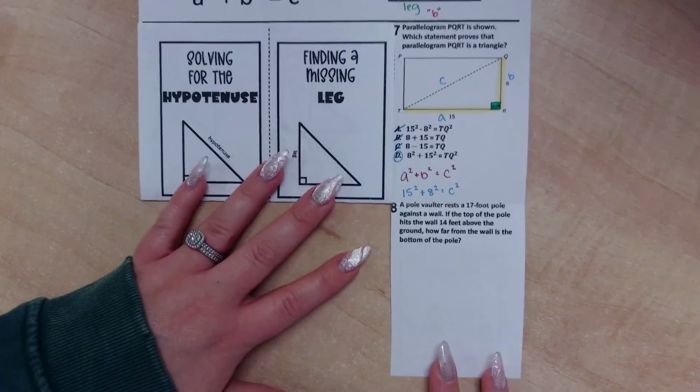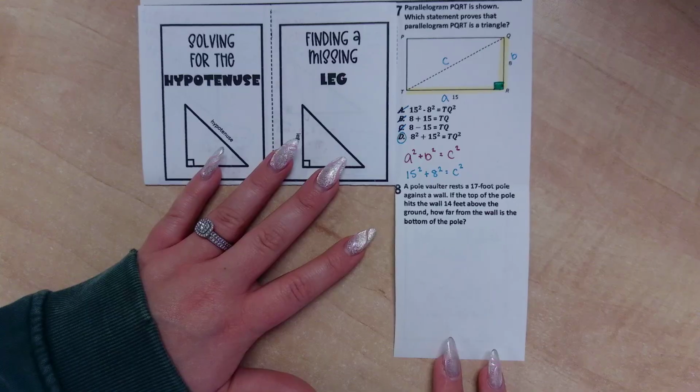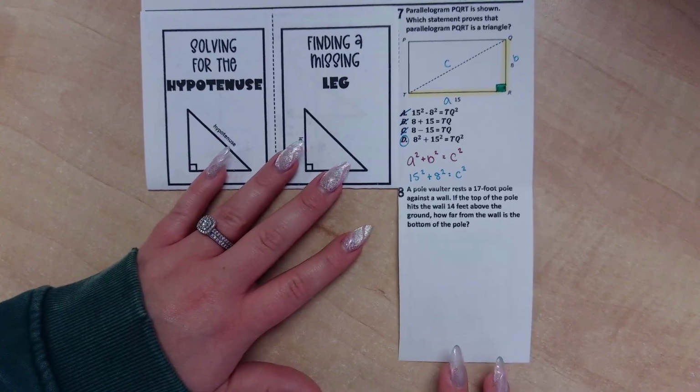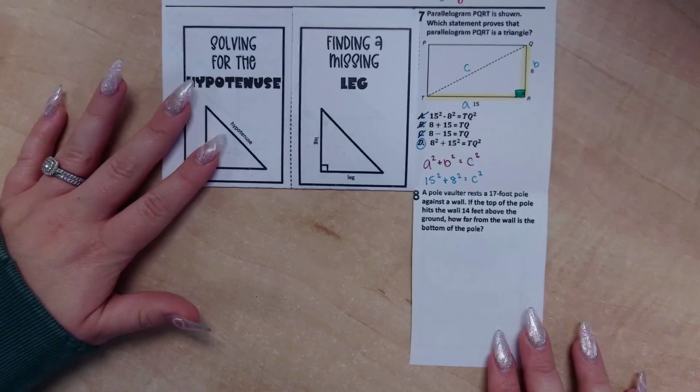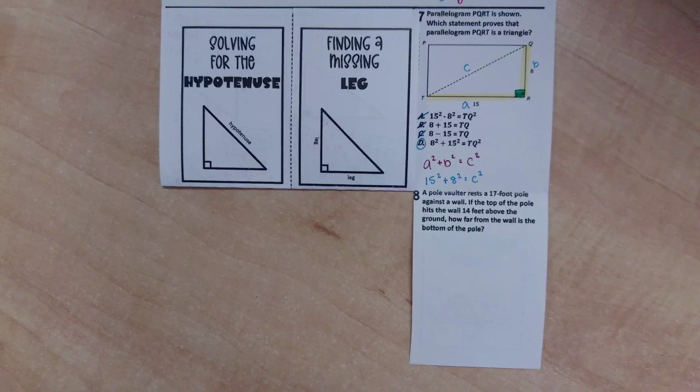Now, number 8 is the more common way that y'all are questioned, where it says a pole vaulter rests a 17-foot pole against a wall. If the top of the pole hits the wall 14 feet above the ground, how far from the wall is the bottom of the pole? They love to throw word problems at you, and what I love to do is make them into little drawings. Now, my drawings are not the best, but we are going to try.